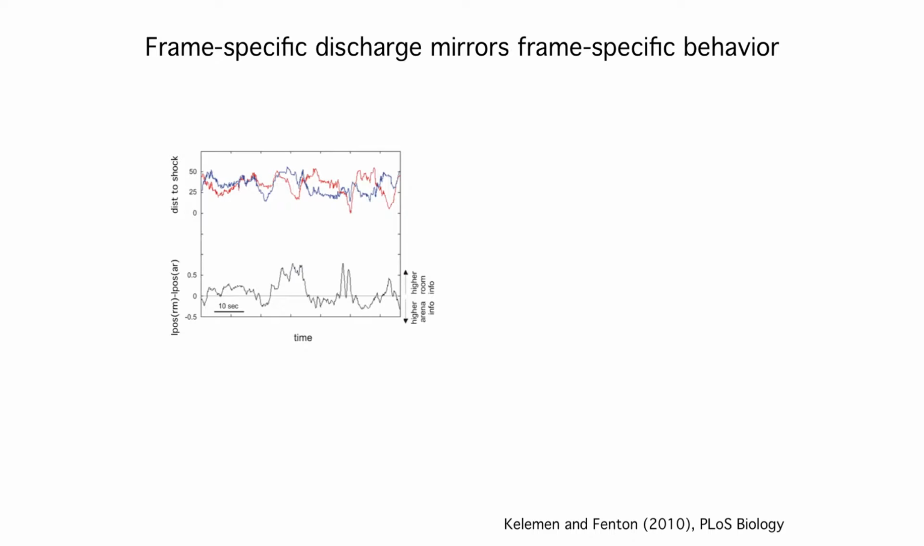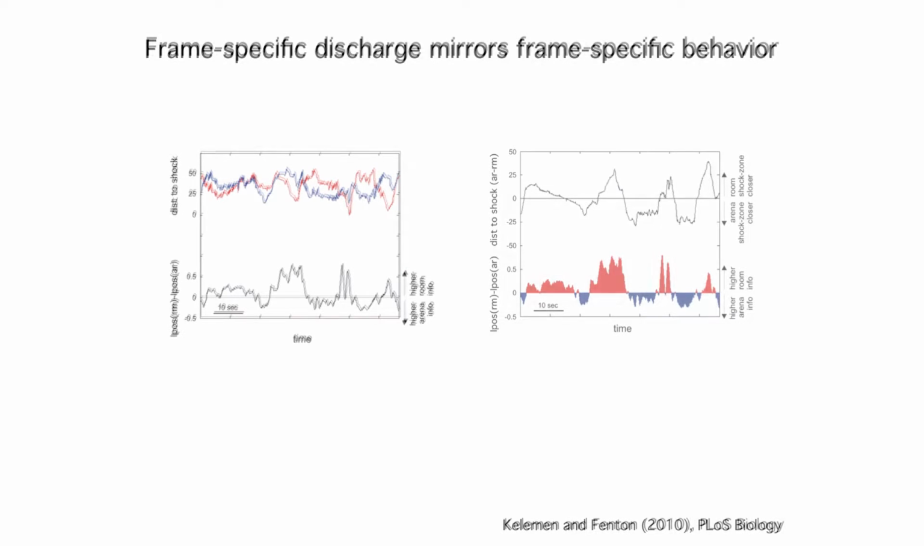If we plot here how far the animal is from the room shock zone in red and how far he is from the arena shock zone in blue, shown here, and we can look at it as a difference over here. And we can see that as the animal is closer to a particular shock zone, the hippocampus seems to represent information in the corresponding frame. So as he's closer to being near the room shock zone, activity here is room preferring. As he's closer to being near the arena shock zone, the rotating one, hippocampal activity preferentially represents being in the arena.